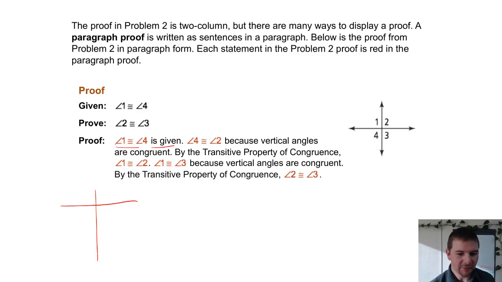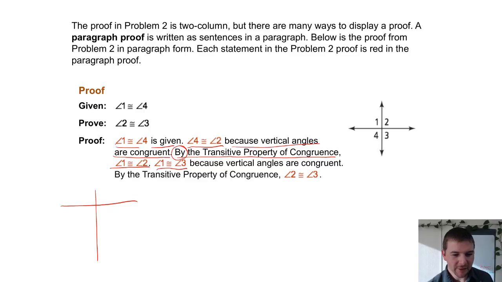Next sentence, angle 4 is congruent to angle 2 because vertical angles are congruent. Statement, reason. In this case, we see the converse. By the transitive property of congruence, comma, so we're actually beginning this sentence with the reason and following it with the statement. So again, by the transitive property of congruence, angle 1 is congruent to angle 2. So just take note, in a paragraph proof, you can have the statement followed by the reason, or if you set up the sentence in a grammatically correct way, you could have the reason followed by the statement.